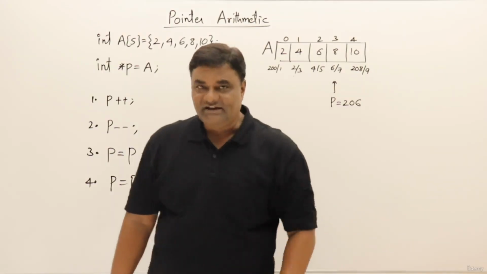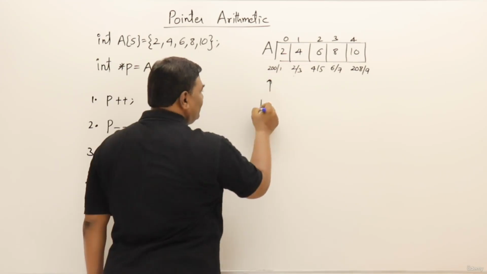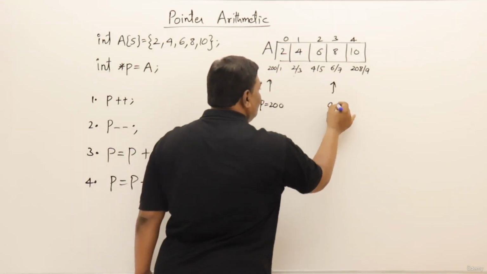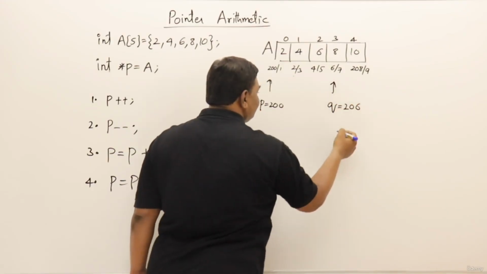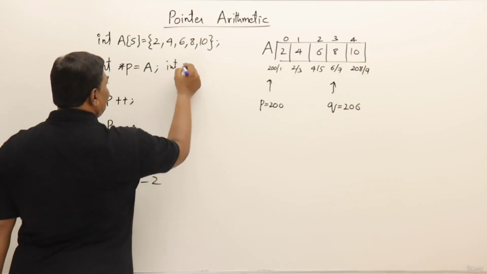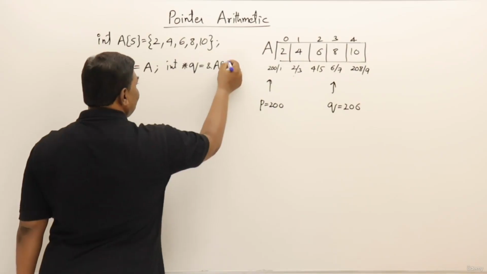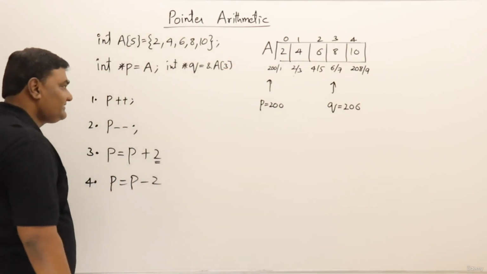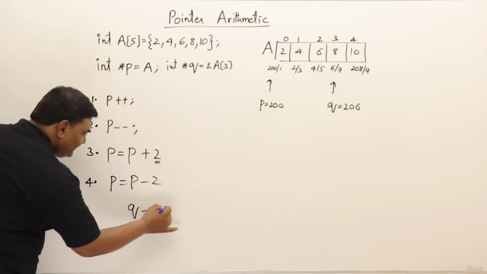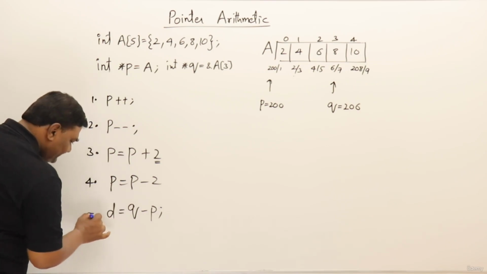Now the fifth operation I'll show you. Suppose I have a pointer p that is pointing to 200. Again I have one more pointer, that is q, that is pointing to 206. Assume this one. So I will declare it here, int star q, that is pointing to ampersand a of 3. So it's pointing to 206. Now see this, I can say q minus p, and take it in some variable d. So this is the fifth operation.